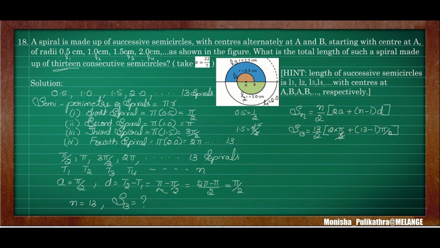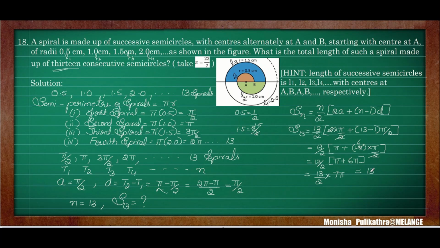Okay, here the 2 and 2 cancel each other, so the remaining is 13 by 2 into pi plus 13 minus 1 is 12, 12 into pi by 2. Here 2 6s are 12, so the remaining is 13 by 2 into pi plus 6 pi. Okay, so it will become 13 by 2 into 7 pi. We know that in the question itself they have given pi is equal to 22 by 7.